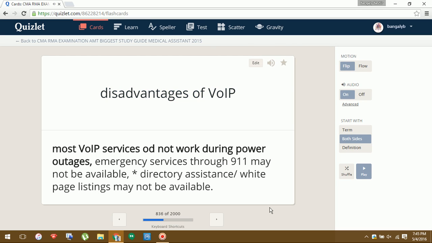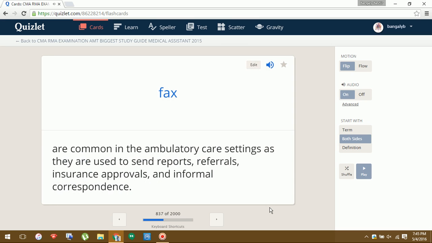Disadvantages of VoIP. Most VoIP services may not work during power outages. Emergency services through 911 may not be available. Directory assistance/white page listings may not be available. Fax. Faxes are common in the ambulatory care settings as they are used to send reports, referrals, insurance approvals, and informal correspondence.